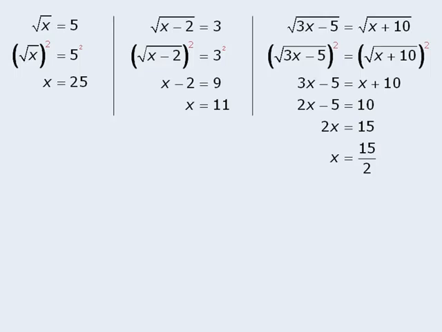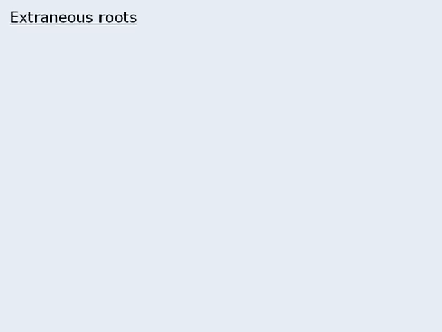Now, when it comes to equations involving square roots, we need to watch out for extraneous roots. These are solutions that appear to be legitimate, but are not. Here's what I mean. In this equation, we have the square root of x plus 1 is equal to negative 2. Since the square root of a number can never be negative, there can be no solution to this equation.